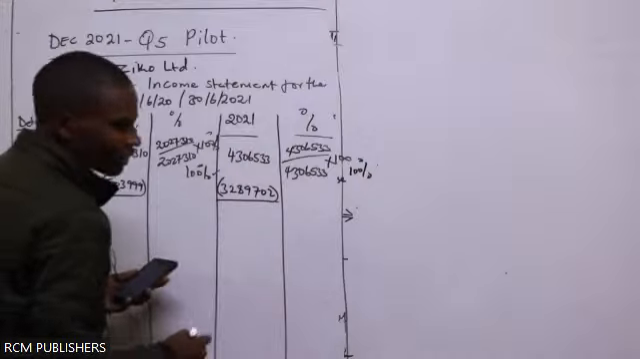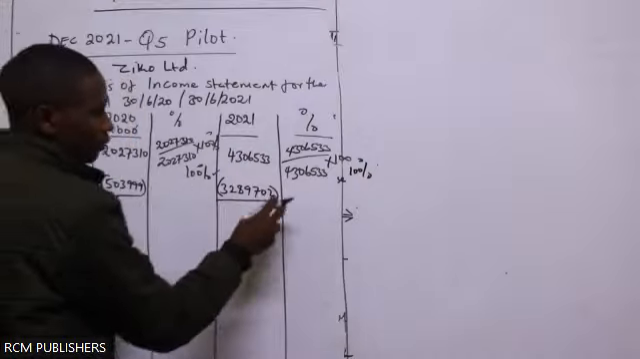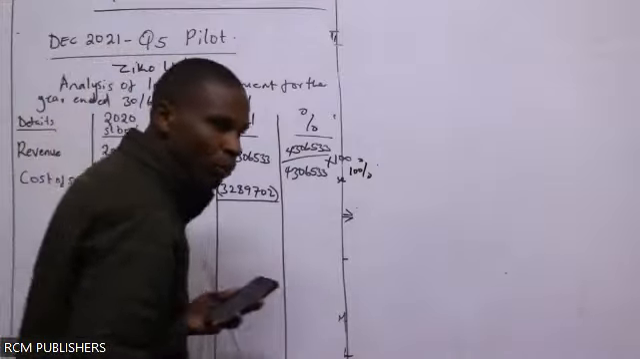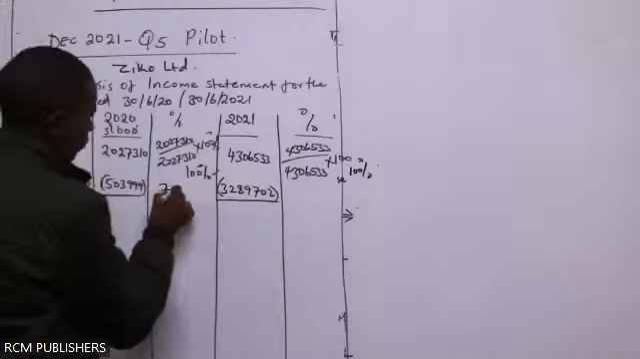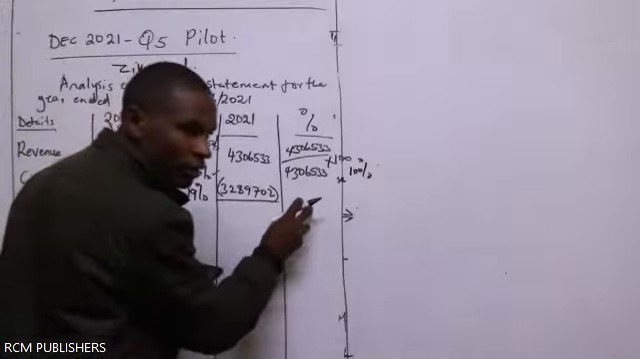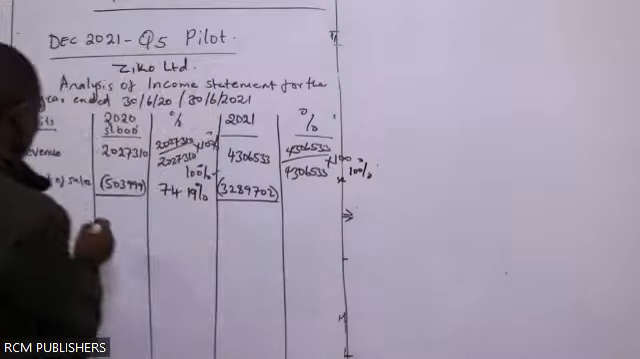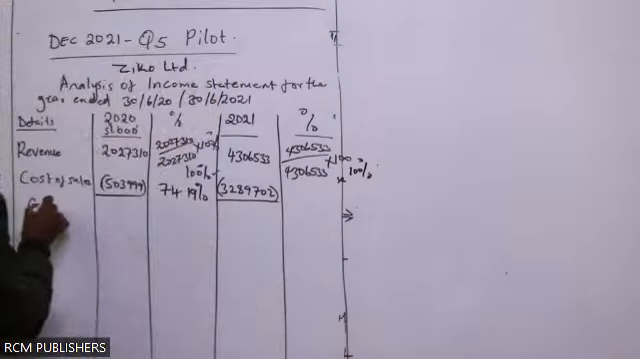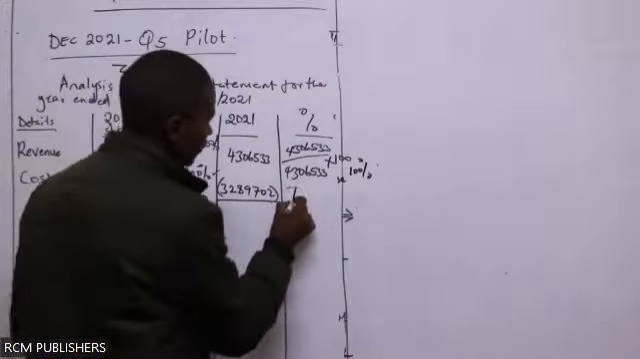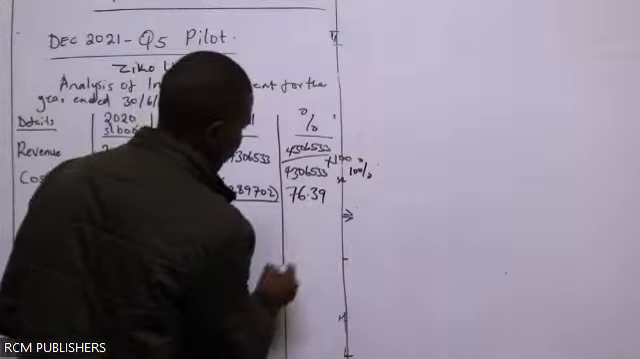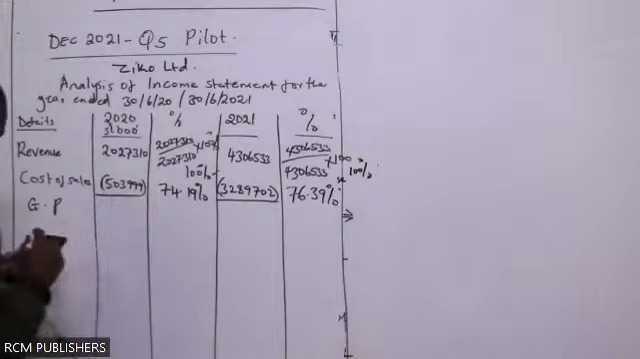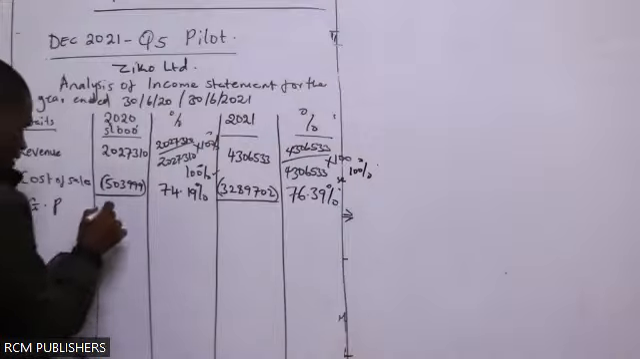Tumepata percentage gapi hapa? Ipeni hizi tafadhali. 74.19, thank you. 74.19%. What about this one? Ingine 76.39. I like this percentage. We move to gross profit. Gross profit is 523,311.